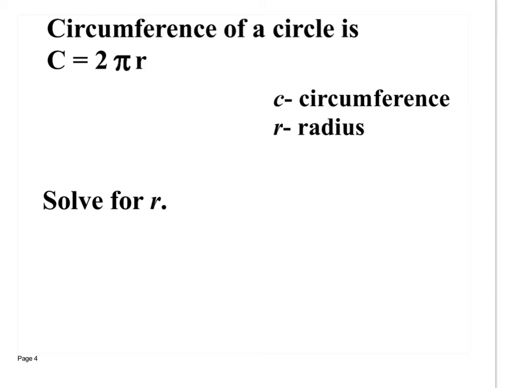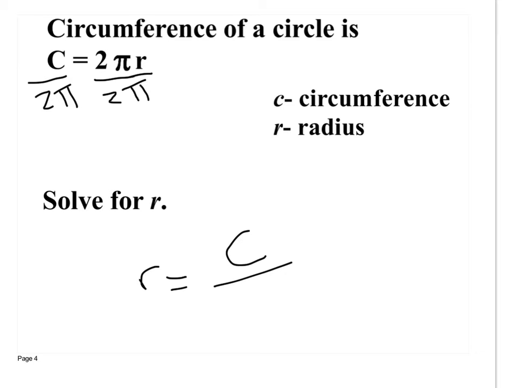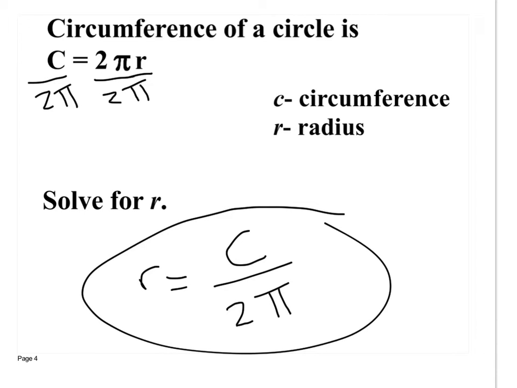Alright, what they would do is if they knew the circumference of a circle but they didn't know the radius, they could say find the radius. So we have to find the radius. So I'm going to get r by itself. So I divide both of these by 2 pi. And now I have r by itself, so that's my answer. So if I need to know the radius of a circle knowing the circumference, I take the circumference divided by 2 pi, and I would find the radius.